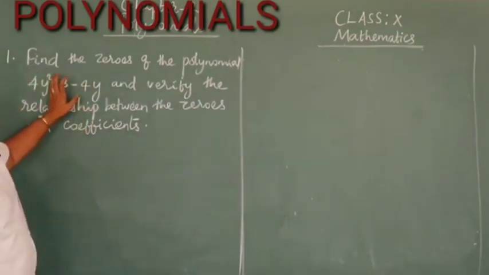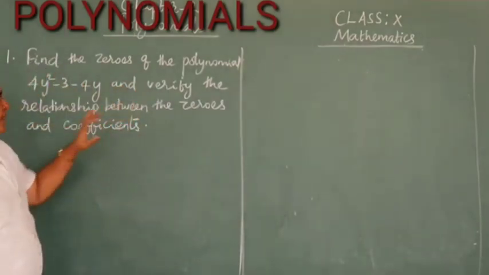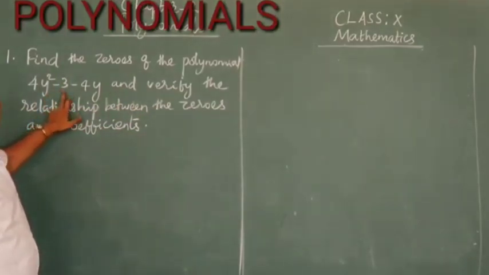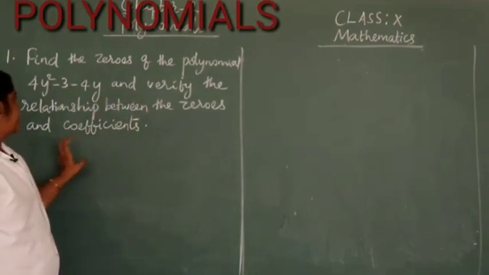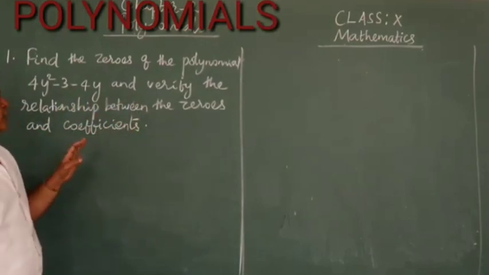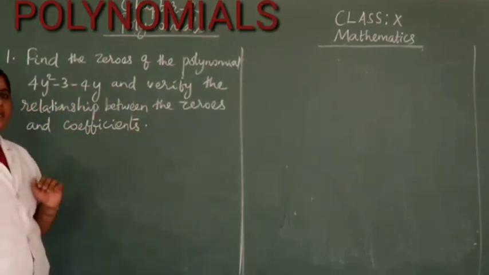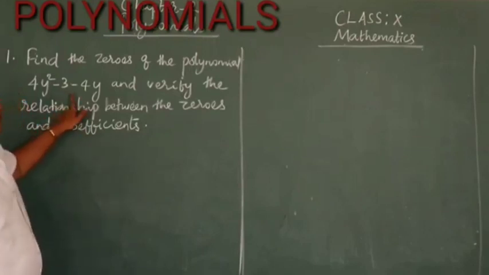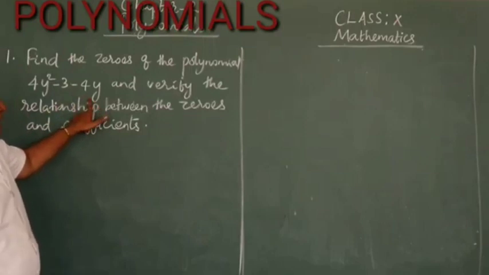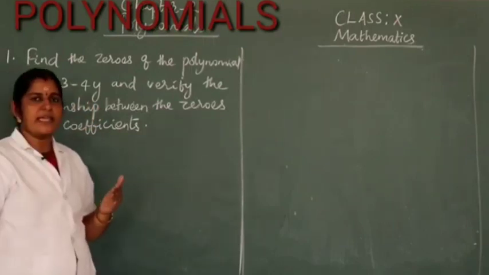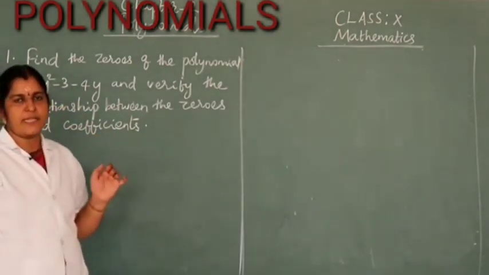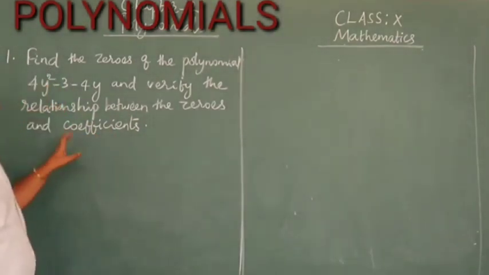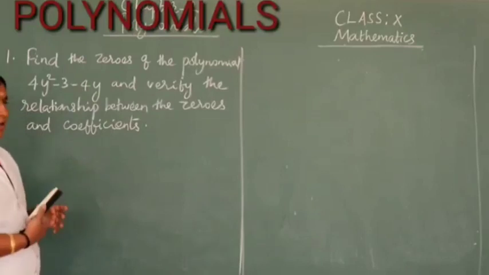Our first question is: find the zeros of the polynomial 4y square minus 3 minus 4y and verify the relationship between the zeros and coefficients. So what is the meaning of the question? We need to find out the zeros of this given polynomial. Here you can see this is a quadratic polynomial, and then you need to verify the relation between those zeros and coefficients of the given polynomial. So first we can write what is the given polynomial here.